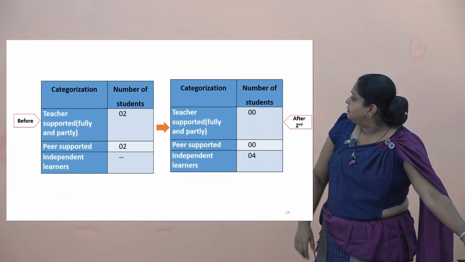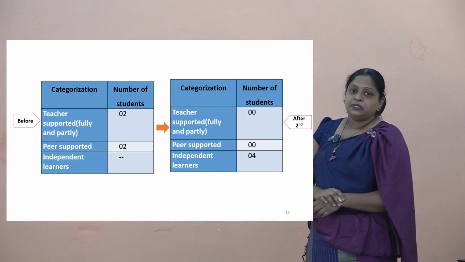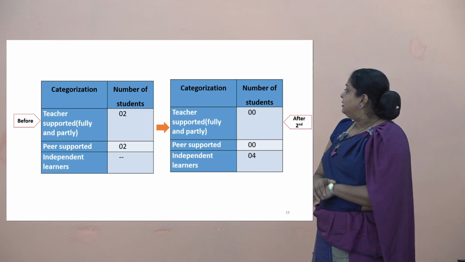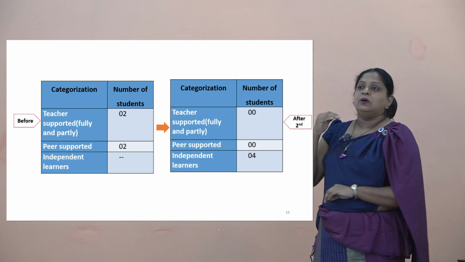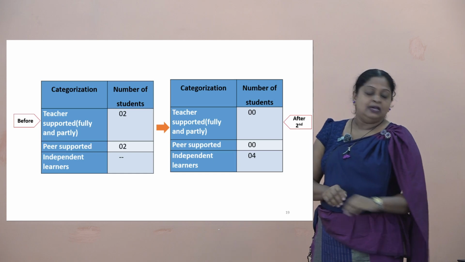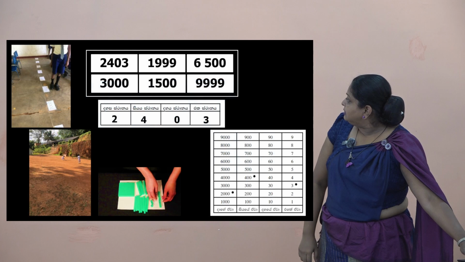During the first intervention, there were 2 teacher supported students and 2 peer supported students. But after the second intervention, there were none. All the 4 students were independent learners. And these are the activities that I conducted during the second intervention.